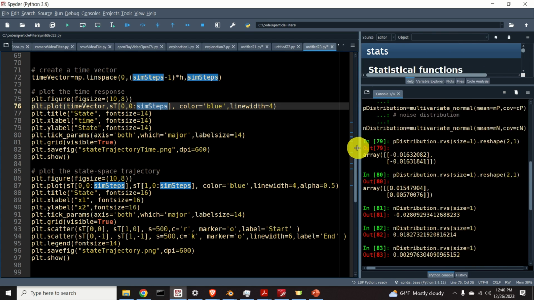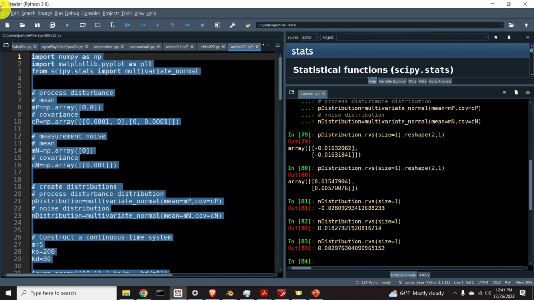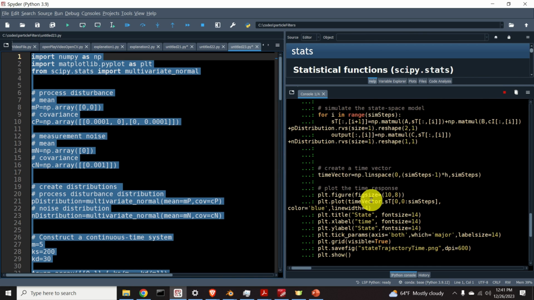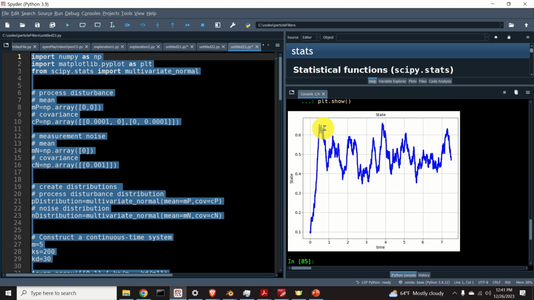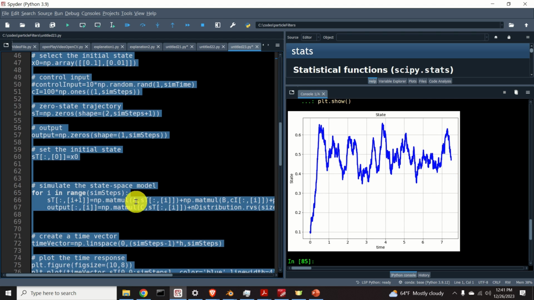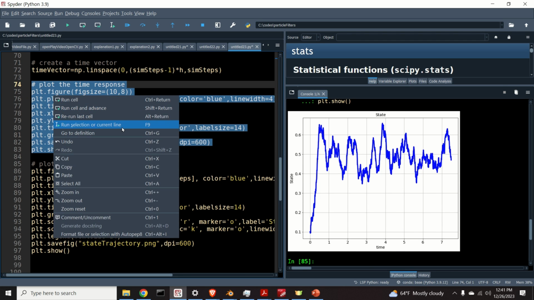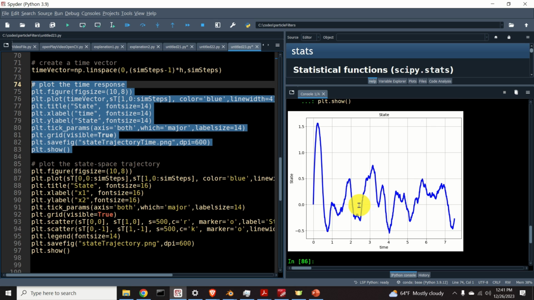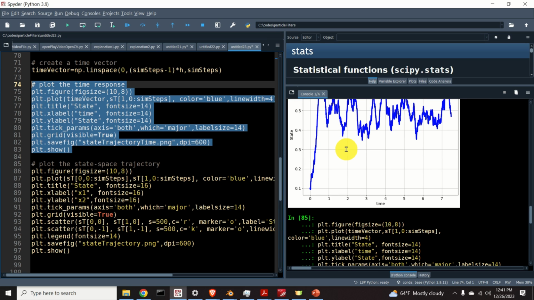So let's see the time response of our state. I will execute the code from here until here. And here it is. Here's our first state and its response with respect to time. Okay, so to see the second state, we will simply change this index over here and set it to 1, and let's see the output. Here it is. This is the velocity, and over here is the position.